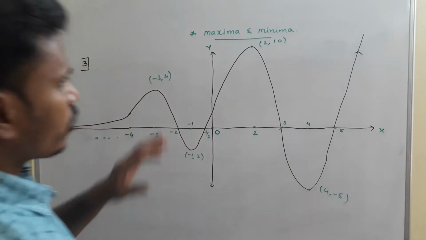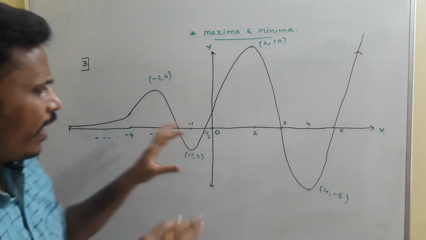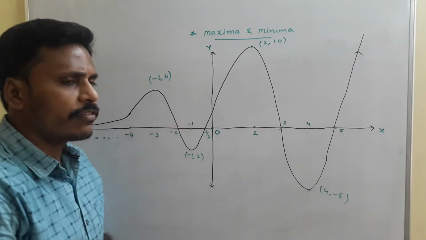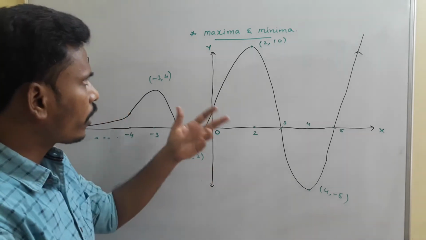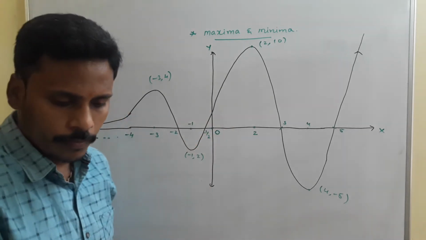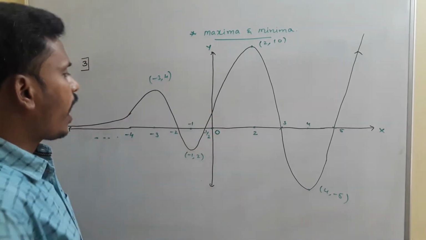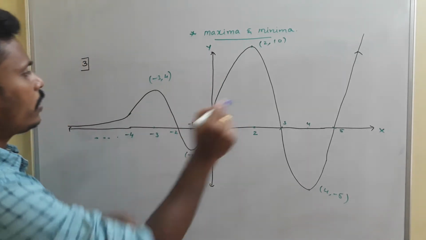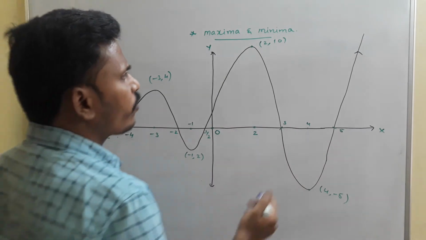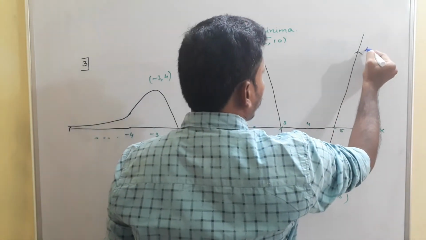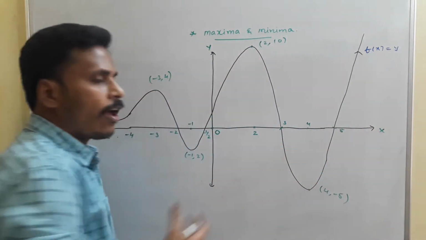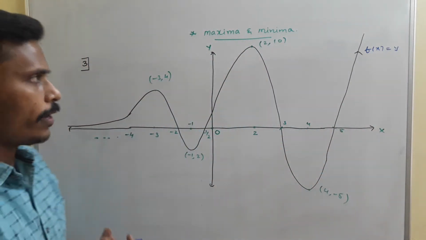Okay, just look at the board. I have a graph, a specially designed graph just to introduce maxima and minima. Okay, just have a look. I have a graph with different peaks, and for this graph you just call this function f of x is equal to y. This is a graph of the function f of x is equal to y.